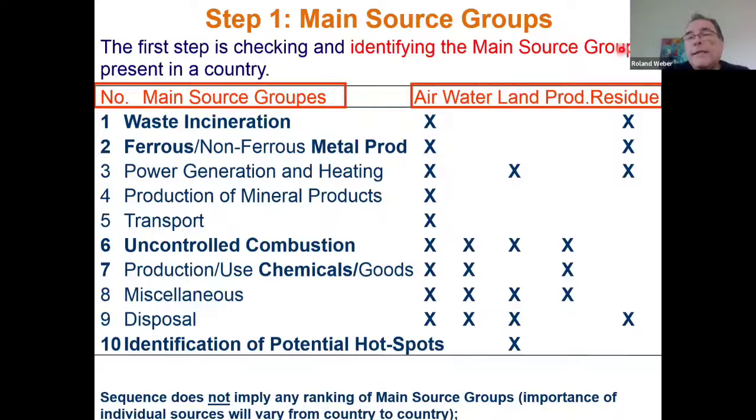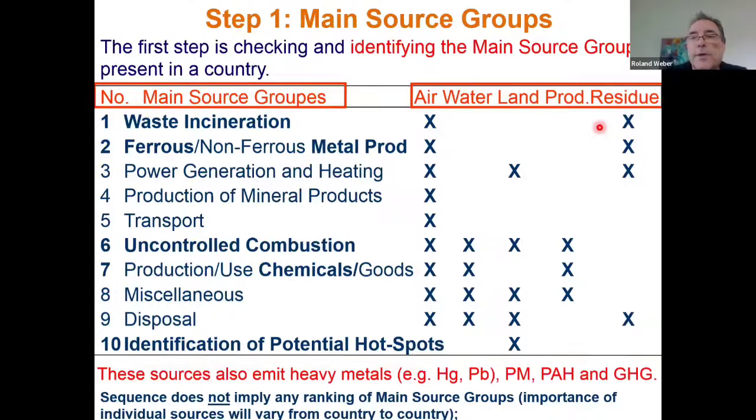And for all these different source groups, the toolkit has emission factors to air. And for some source groups, for example waste incinerators, there are also emission factors for the residue. This means, yes, when you incinerate, finally you have some emission to air, but you also get some ashes, which then contain dioxins in the residues.